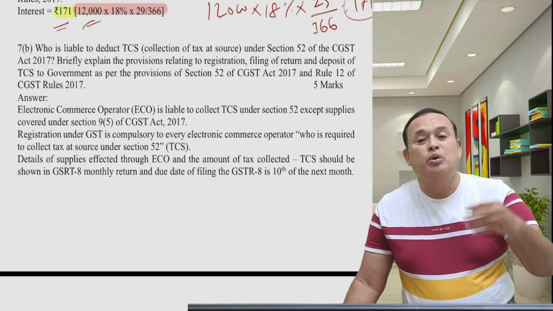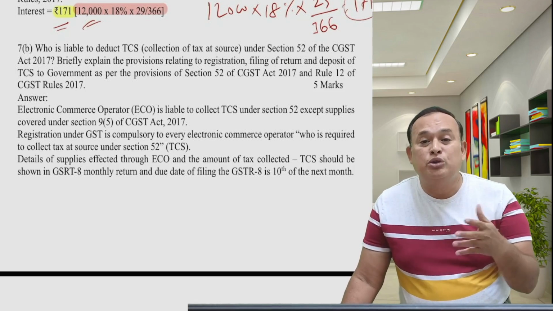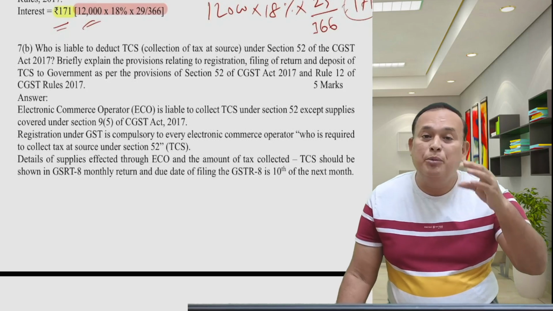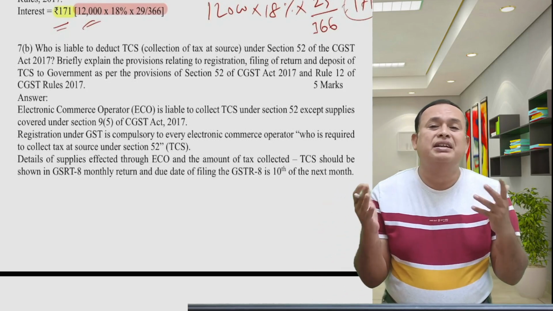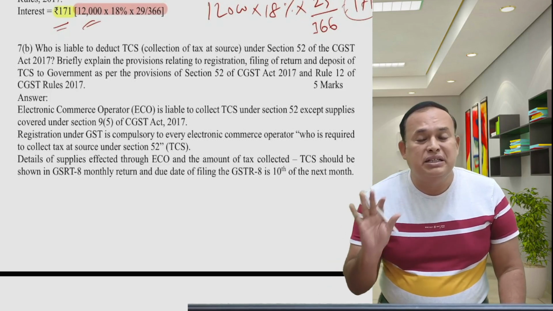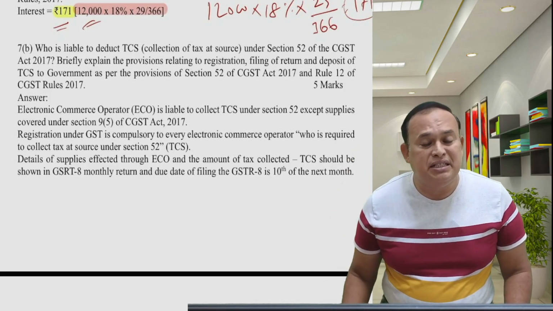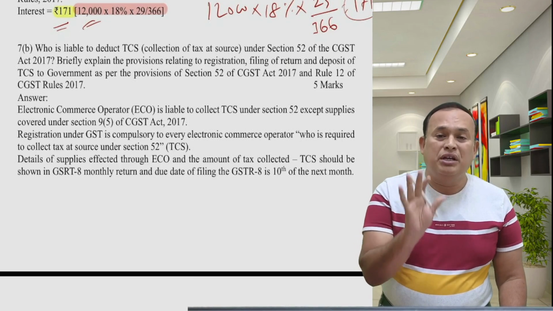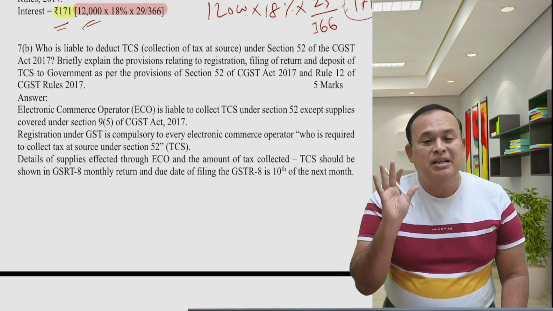Then the e-commerce operator only is liable to pay GST fully. Thereafter, cloud kitchen services supplied through e-commerce operator. E-commerce operator only is liable to pay the full amount of GST. In such case, the question of the TCS does not arise. In that case, section 9(5) covered cases, TCS not applicable. Other than section 9(5) of the CGST Act, TCS is applicable. Who is liable to pay TCS? E-commerce operator is liable to pay TCS.